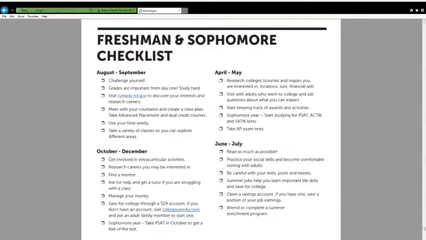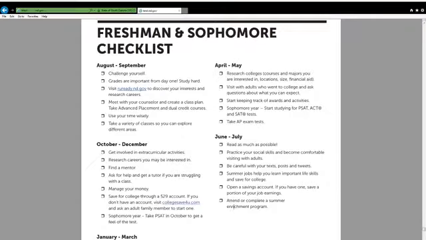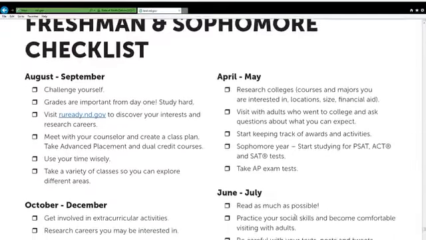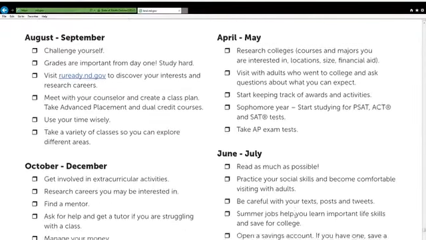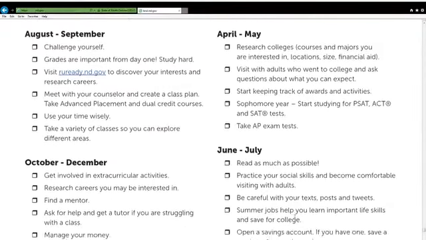You're going to be researching what you might want to do, what career you might want to have someday, what you might want to major in. So now that we are in June and July, you can see some of the things that you should be doing over the summer to help prepare for your next year in school.